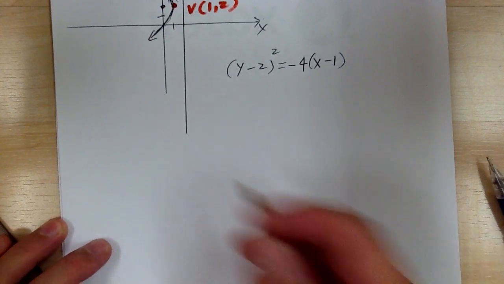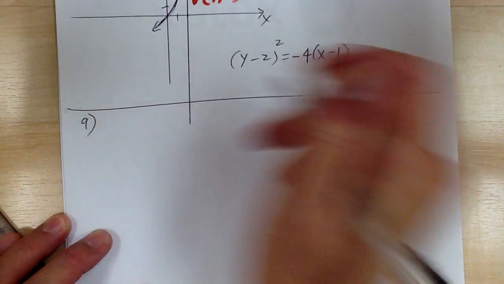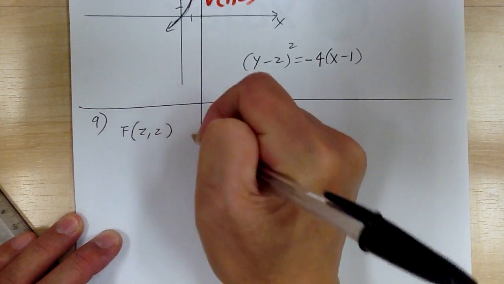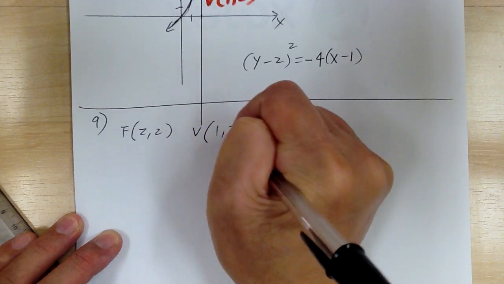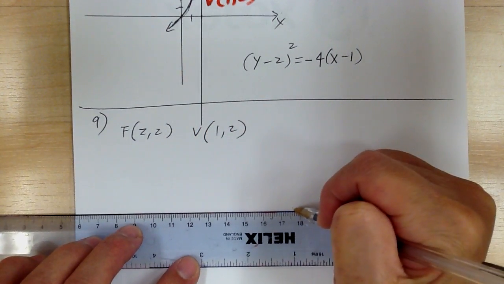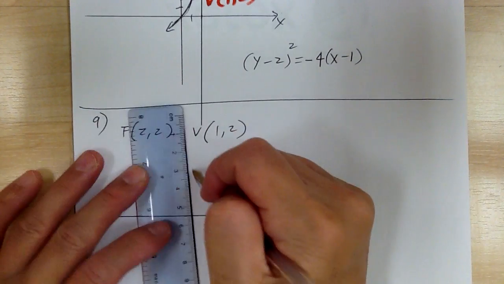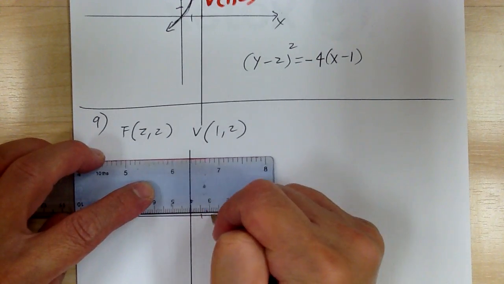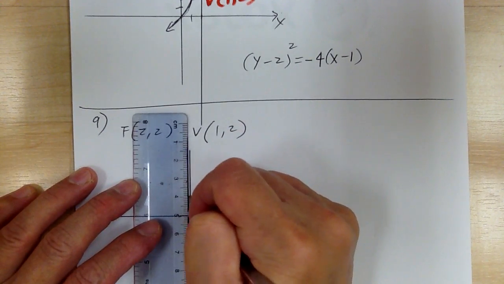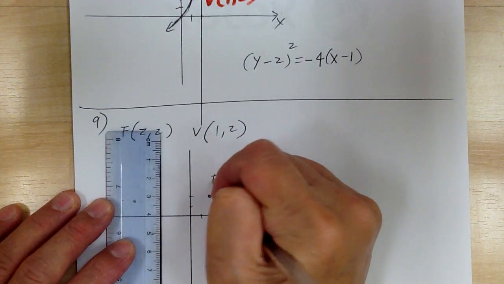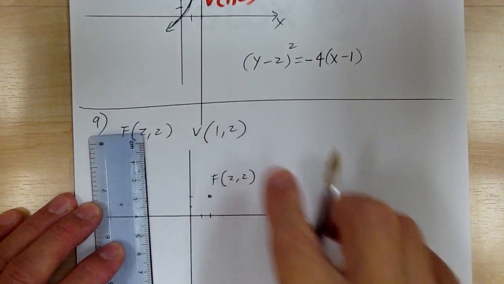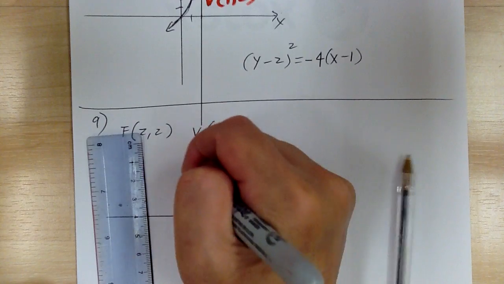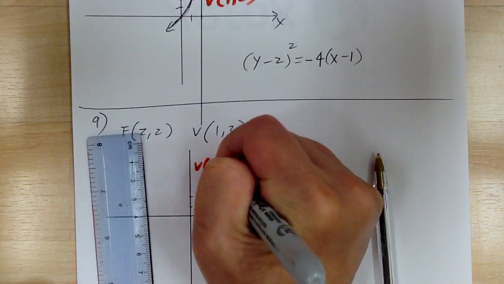Okay. Let's go to number 9. Number 9, the focus is at 2, 2, and the vertex is at 1, 2. So you can sketch out all your information. So focus is at 2, 2. And vertex is at 1, 2. So here's your vertex.